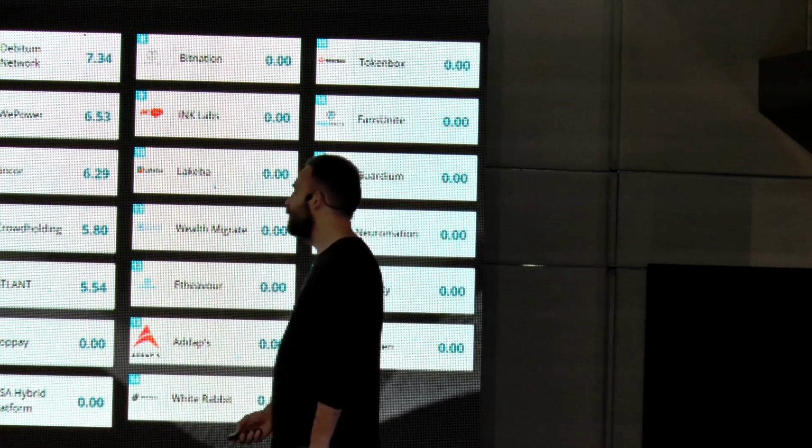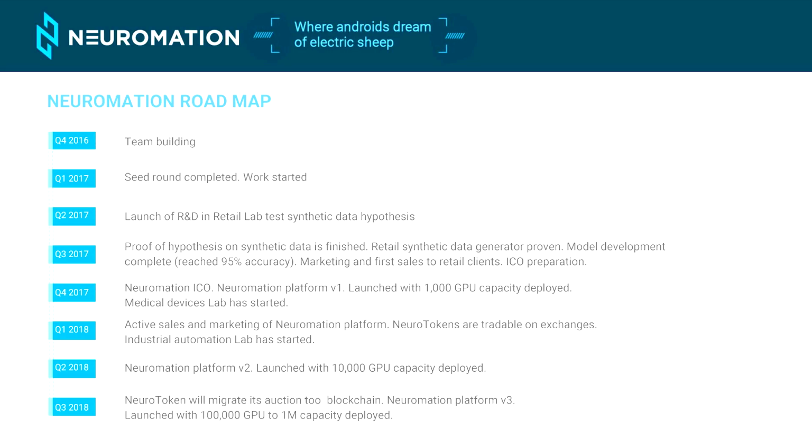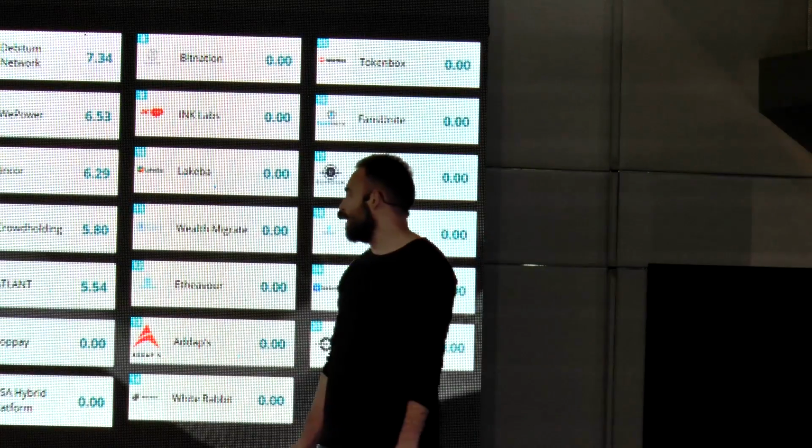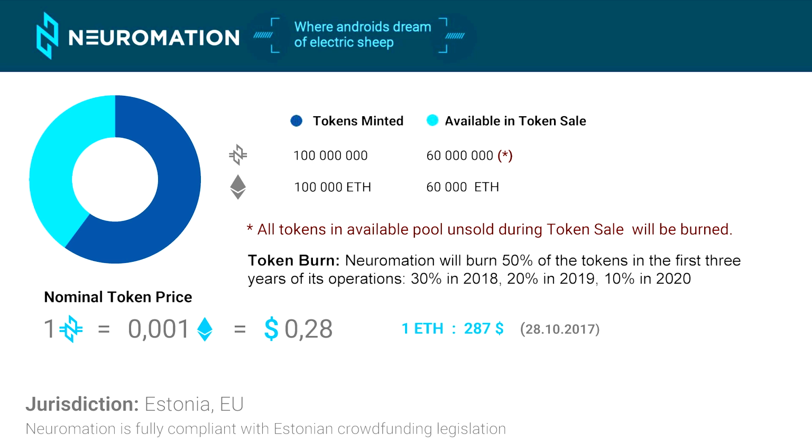And about our roadmap, we plan to release the first iteration of our platform on February 1st, and then build the rest of the capability throughout 2018. We are currently in our pre-sale, which started on October 25th and is going to end on November 28th. Already doing pretty good, raised unexpectedly significant amount of money in a couple of days that we are running. And then we're going to run our token sale till January 1st, 2018.